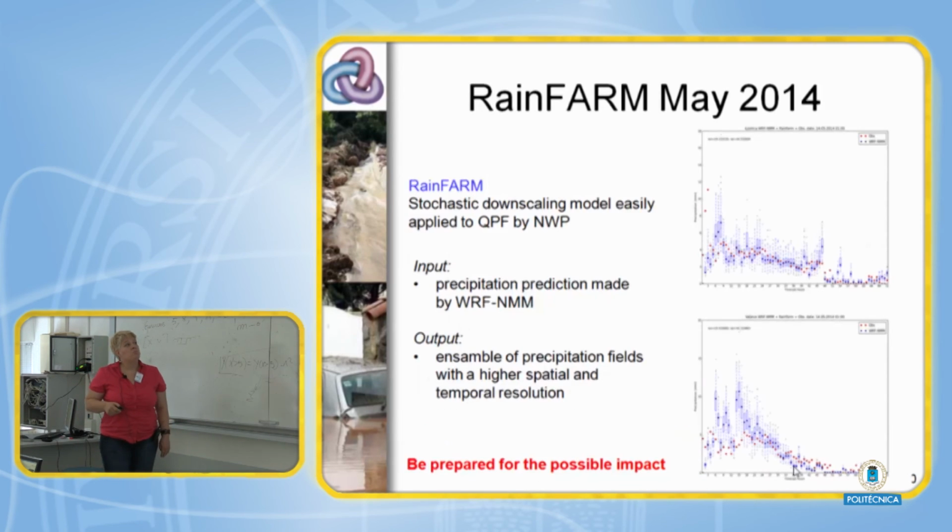We also put those precipitation predictions into RainFARM. RainFARM allows us to have an ensemble of precipitation fields with a higher spatial and temporal resolution. The talk of Professor Scardi completely assured me that this tool is very valuable if you want to see what could happen if you change precipitation in time and in place.